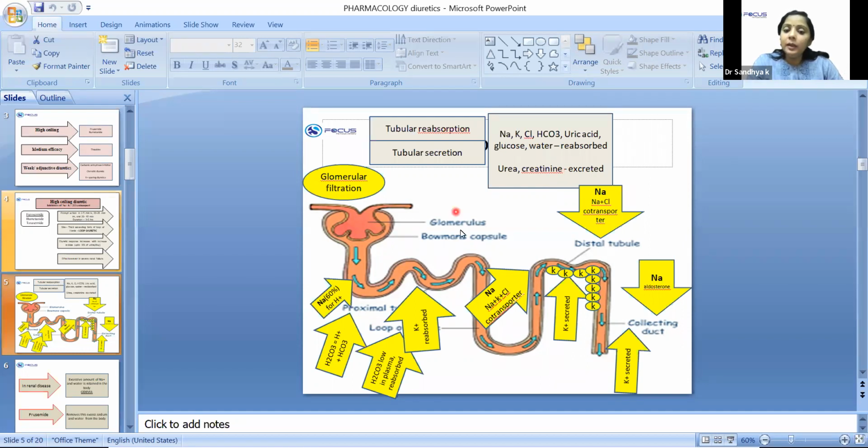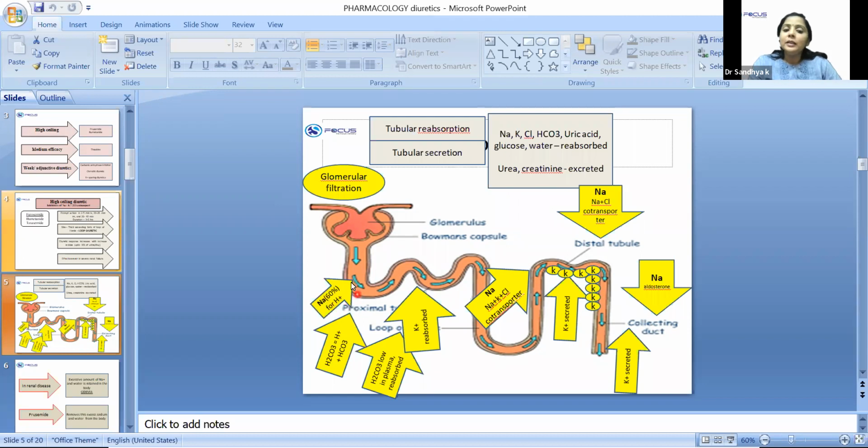Now we'll see what is happening to different minerals at different sites. First of all, we'll start with sodium. You can see the first arrow. Is the marking clear? Can you see the annotation used? The spotlight is clear. Yes, okay, thank you.